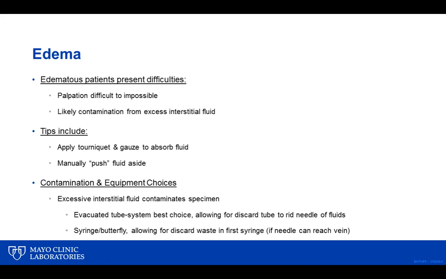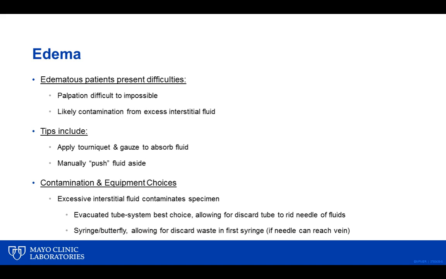Once we've found a vein, we've only solved half the problem, because now we have a place to access, we have a place to collect the specimen. But what we need to remember is all of that excess fluid, when the needle enters the skin, prior to that needle entering the vein, we're going to pick up all of that extra interstitial fluid, and we will fill the needle with that, which is certainly going to cause some contamination of our specimen and will skew test results.